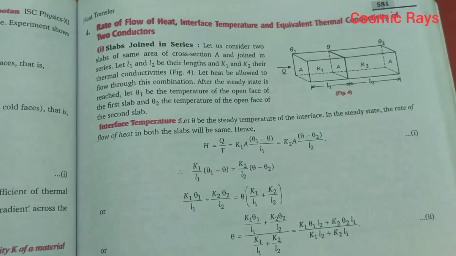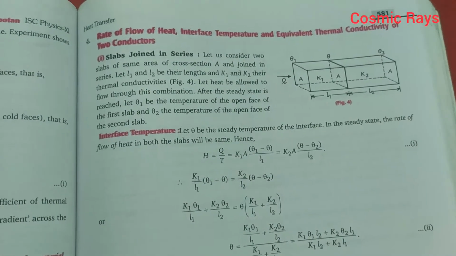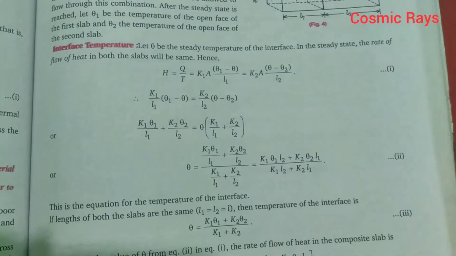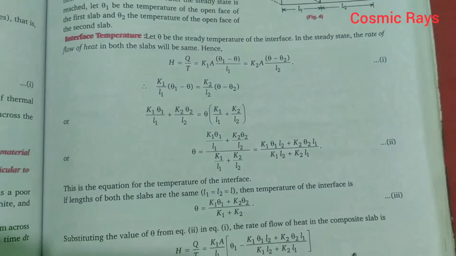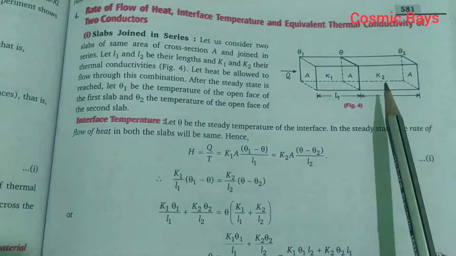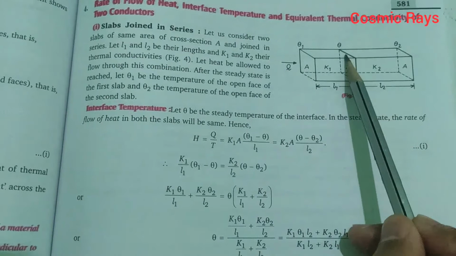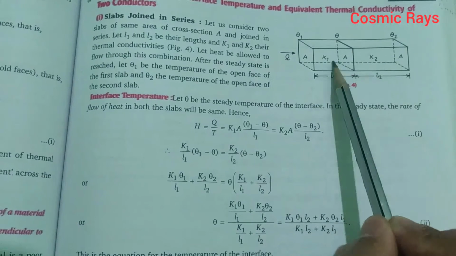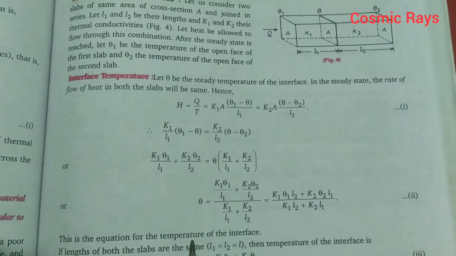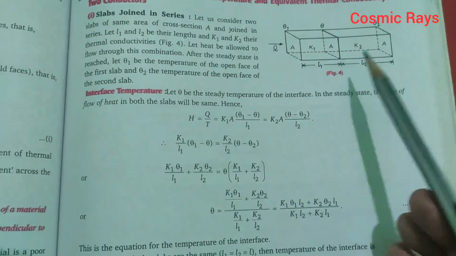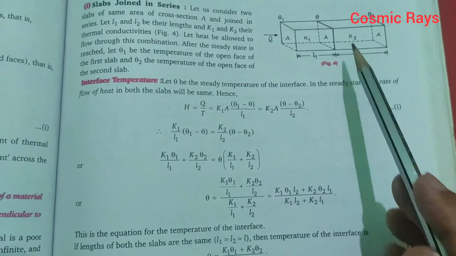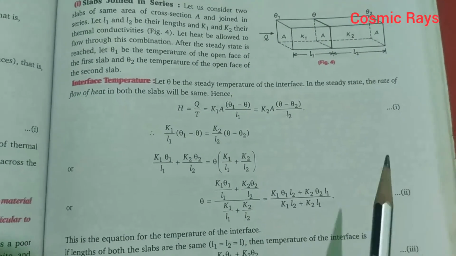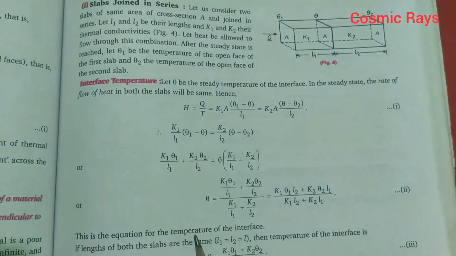Now, as we have seen the rate of heat flow in one slab, let us take two slabs and join them and see what will be the rate of flow of heat, what will be the temperature at the interface, and what will be the thermal conductivity if we consider both these slabs as one slab. When we have two slabs, we can join them in series, or in parallel, that is one on top of the other.